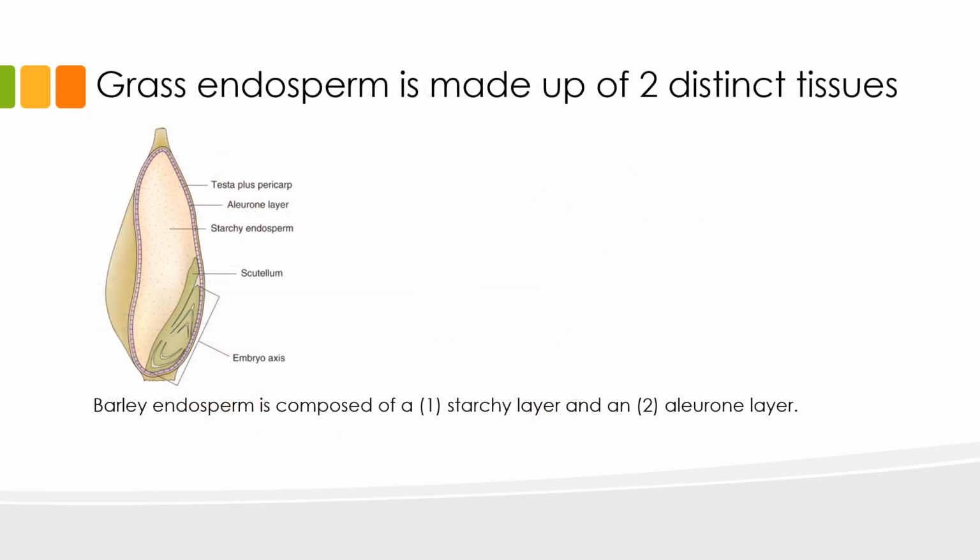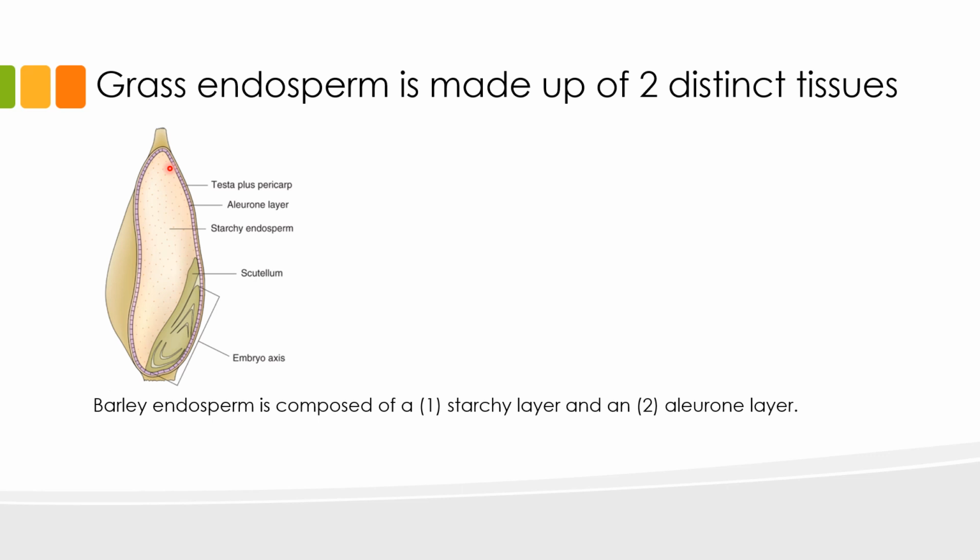In seeds of grasses like barley, wheat, and rice, the endosperm differentiates into two structurally and functionally distinct tissues. What are these tissues? We have the starchy endosperm and the aleurone layer. We have here a picture of a barley endosperm showing both structures. This here in the middle is the starchy endosperm.